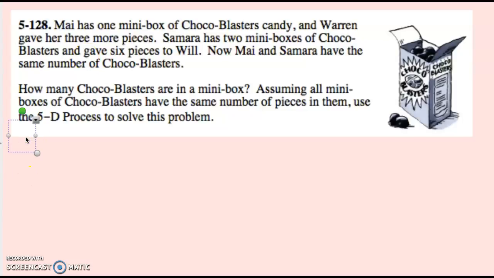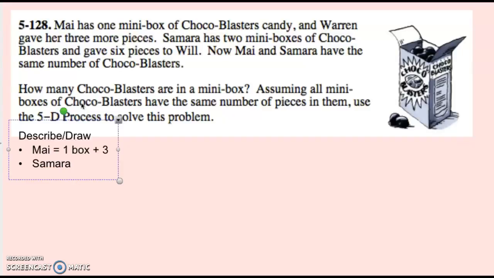So the first part of the 5D process is describe and draw. So in that I'm going to write down the things that I know. The first thing I know is Mai has 1 box and Warren gave her 3 more pieces. So Mai has 1 box plus 3 more pieces. I also know that Samara has 2 mini boxes and gave 6 pieces to Will, so she would have 6 less. Now Mai and Samara have the same number of Choco Blasters. So after they do both of those things, Mai and Samara's numbers should equal each other.